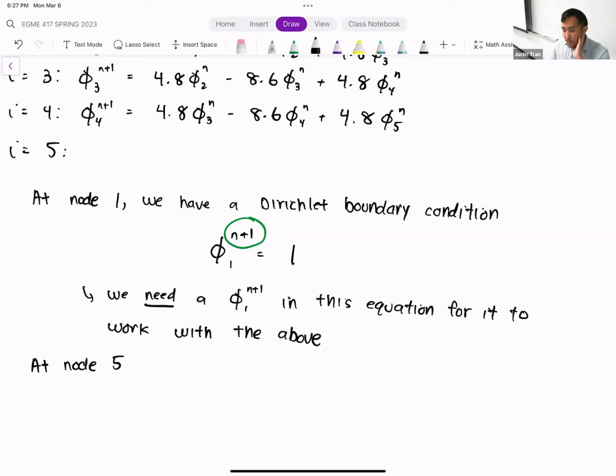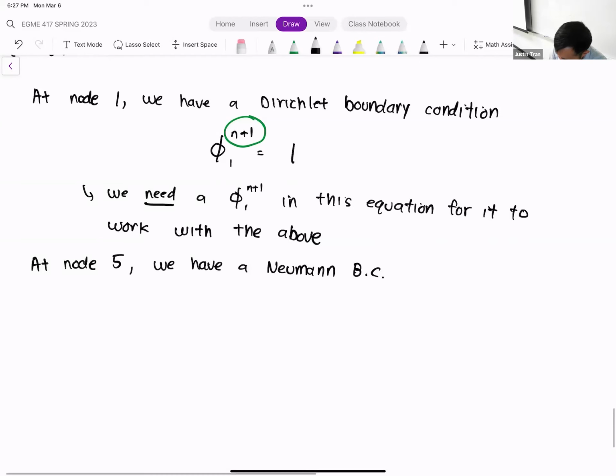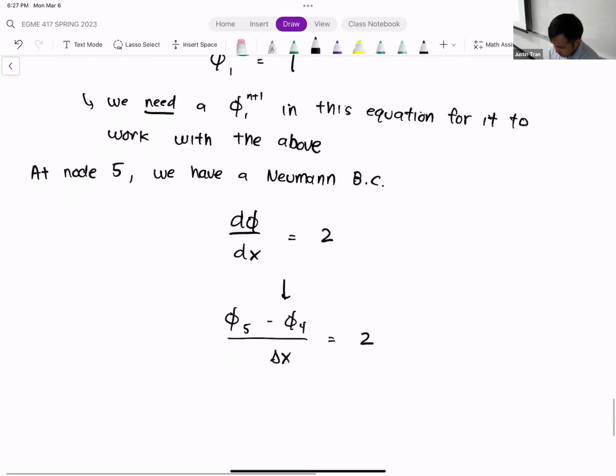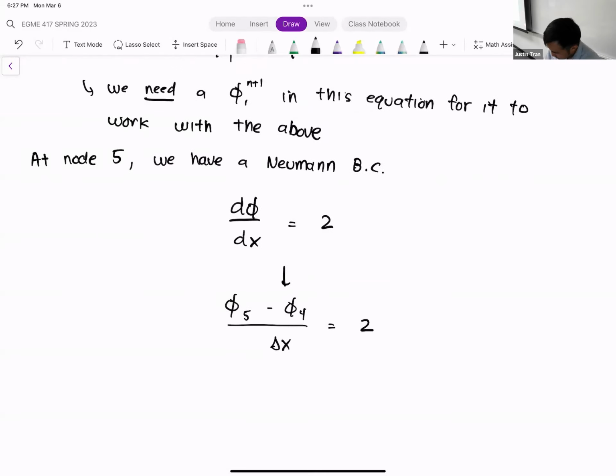Okay. And so at node 5, we have a Neumann boundary condition. And so let's write out the usual form. So our boundary condition here is d phi dx is equal to 2. Okay. And so if we replace this with the finite difference, we get phi 5 minus phi 4 divided by delta x is equal to 2. Okay. So that's what we normally would have.